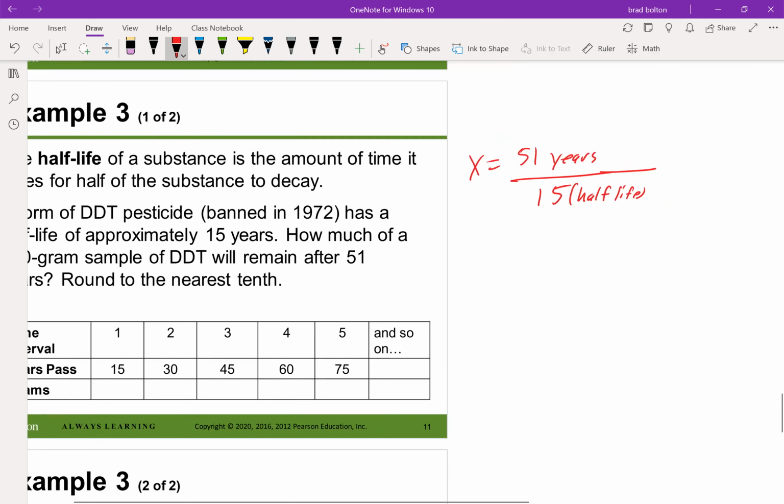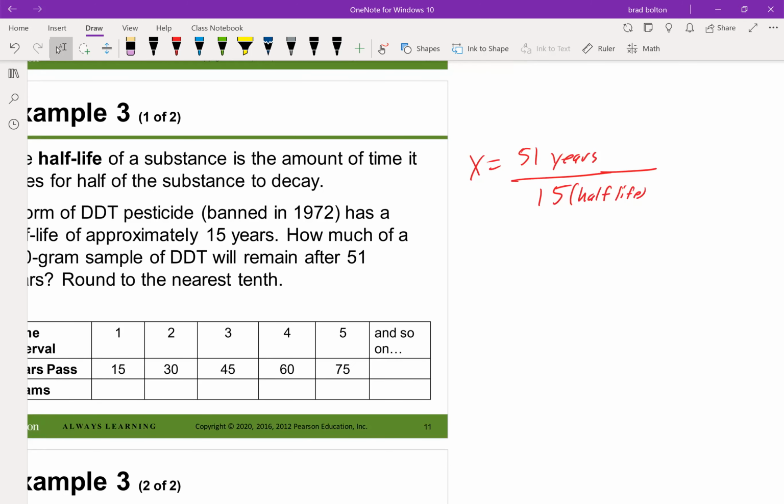Okay, so let's take out our calculator. We have 51 years divided by 15. That is equal to 3.4, okay? Normally we would say our X is 3 or 4 or 5, but here our X value is 3.4, because we're asking how many half-lives fit into 51 years. So there's 3.4 of them.